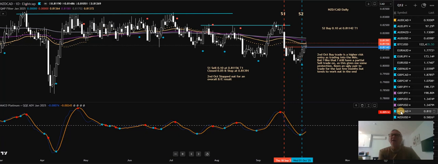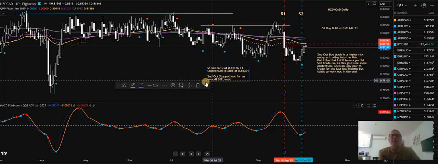New Zealand CAD, all right. This sell I took on the 19th of September, already closed half, and it was stopped out on the 2nd of October for an overall break-even result. So it couldn't really do much. The stop was up here, it just didn't give me much at all. I think I got out half down here somewhere, so it was a break-even.